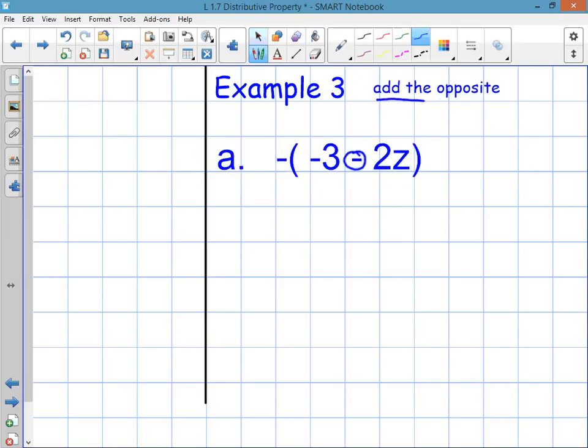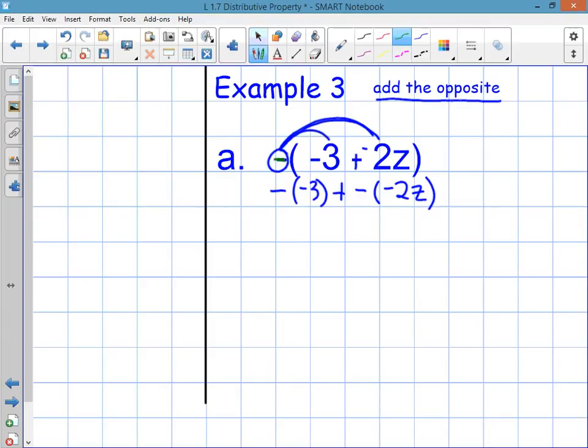And in algebra, you want to change that subtraction to be adding the opposite. So in this problem, change the subtraction in the middle here to add the opposite. And again, if you've never seen that before or are confused on that, make sure you mark your notes and ask me when you get to class. So the negative on the outside gets distributed to each term on the inside, and you're going to write it out. Negative times -3 plus negative times -2z.